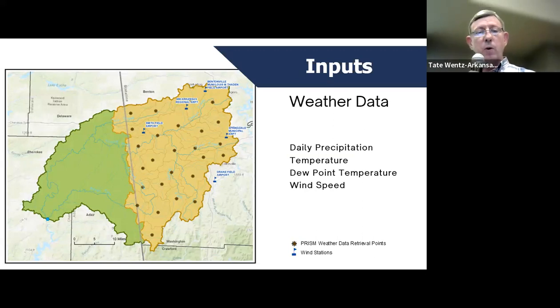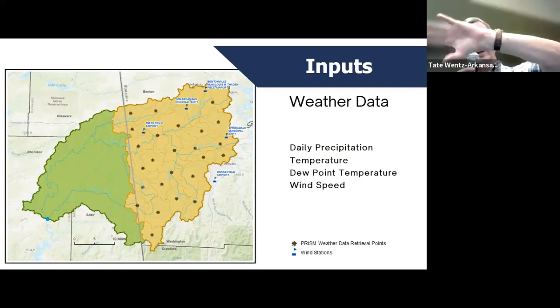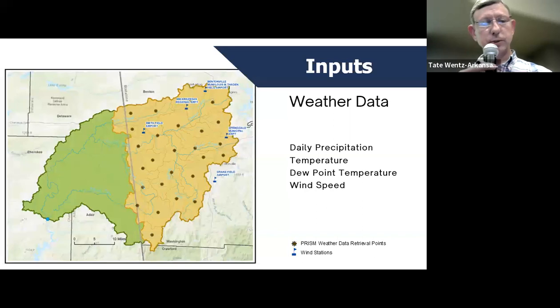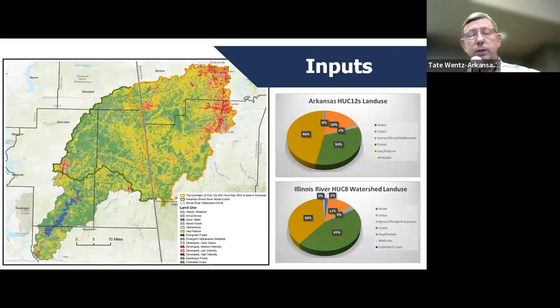We used weather data. The precipitation and temperature were from the PRISM data set that comes out of Oregon State. You can get it for pretty fine resolution spatially, and then the wind speed came out of just the 5 airports that you see on the screen there. Land use.